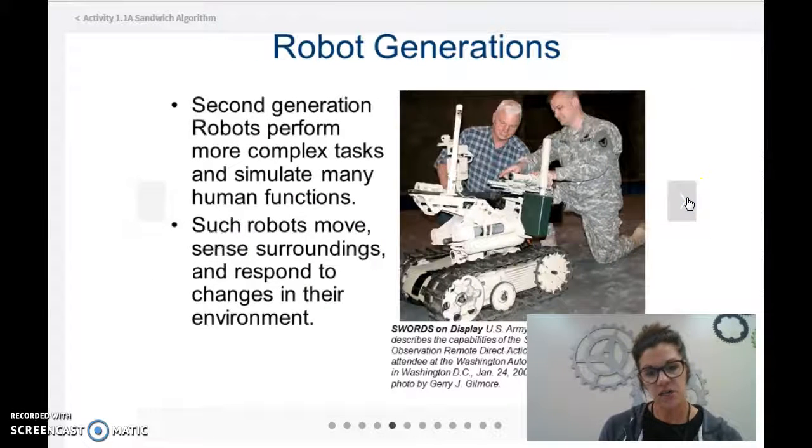So the second generation robots, they're going to perform a lot more complicated tasks. So it's not just the one simple task. They're still going to mimic human functions, but they can usually do more than one thing. Such robots sense their surroundings, and they respond to changes in their environment. So they have sensors on them that tell them where to go and what to do, such as the Roomba.